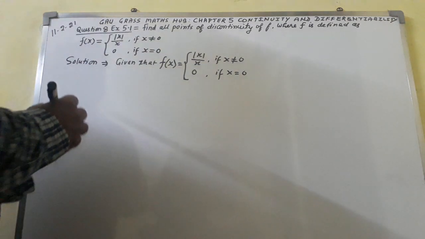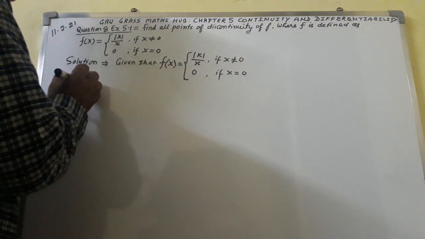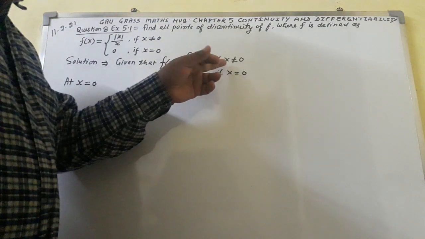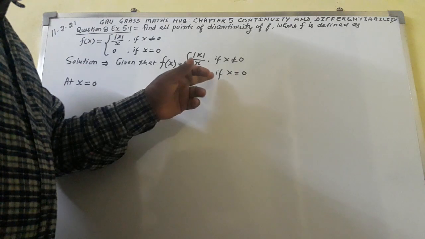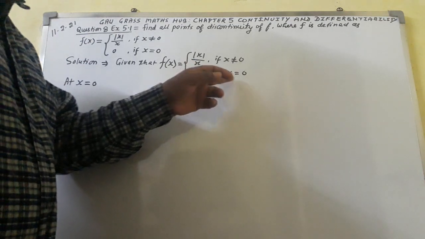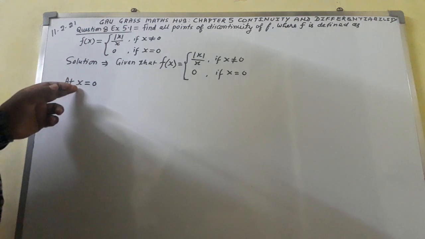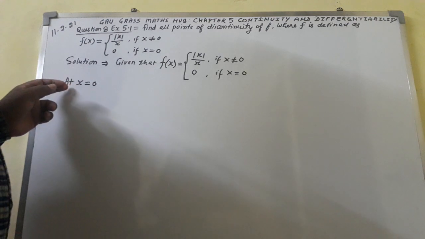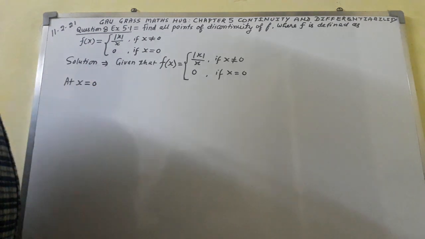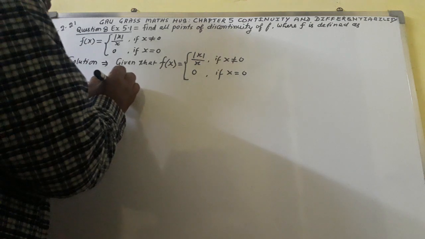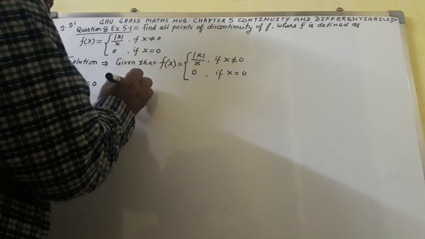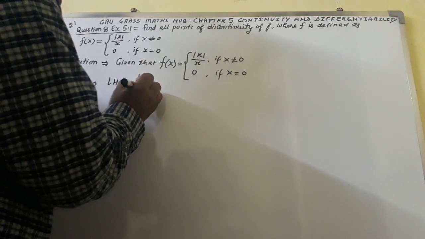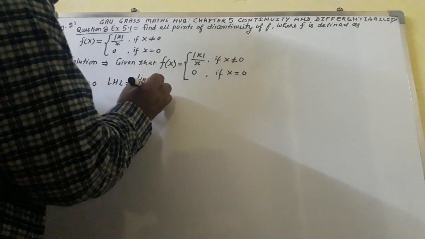Here I shall check at x equal to 0, because the first condition is x is not equal to 0 and the second condition is x equal to 0. So here I shall find the left hand limit as well as the right hand limit at x equal to 0. Left hand limit equals the limit as x tends to 0 negative.